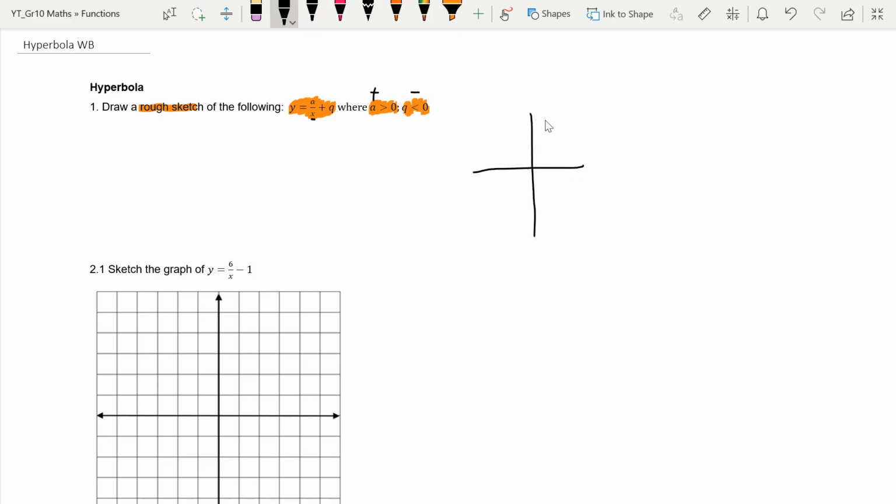So there's my set of axes with my y-axis, and there's my x-axis. What does the Q value mean? If our Q value is negative, it means that our whole graph moved down. Our Q value also gives us the asymptote, so it means that our asymptote will be somewhere where y is negative. I'm going to put my asymptote in first. And when my A value is positive, it means that my curve will be there and there. So I'm quickly going to put them in, somewhere there and somewhere there. There's a rough sketch of my hyperbola where my A value is bigger than 0 and my Q is smaller than 0.